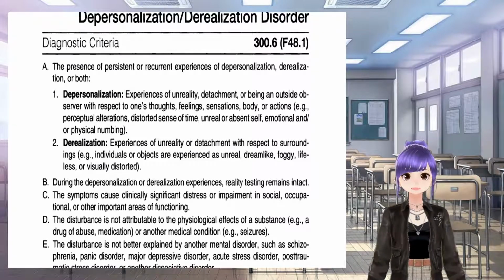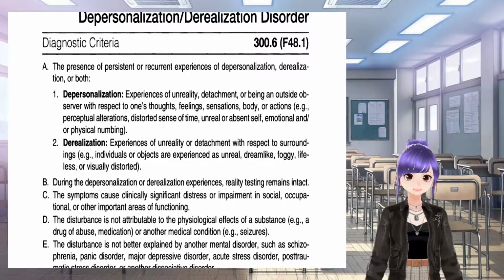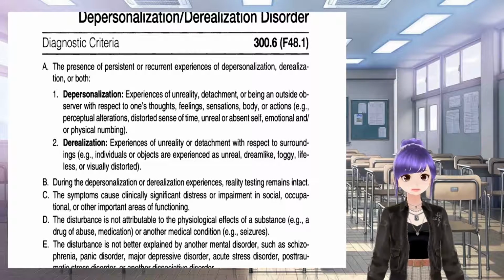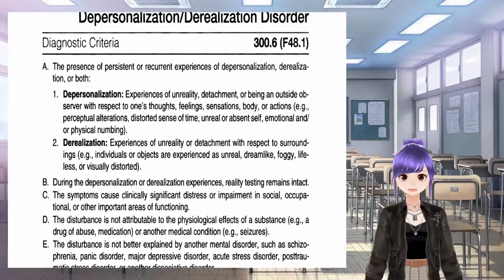So of course, the presence of persistent or recurrent experiences of depersonalization, derealization, or both. Experiences of depersonalization are experiences of unreality, detachment, or being an outside observer with respect to one's thoughts, feelings, body sensations, or actions. For example, perceptual alterations, distorted sense of time, unreal or absent self, emotional and/or physical numbing. Derealization: experiences of unreality or detachment with respect to surroundings. Example, individuals or objects that are experienced as unreal, dreamlike, foggy, lifeless, or visually distorted.